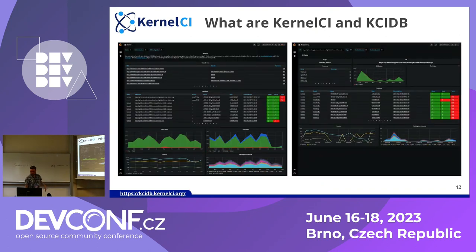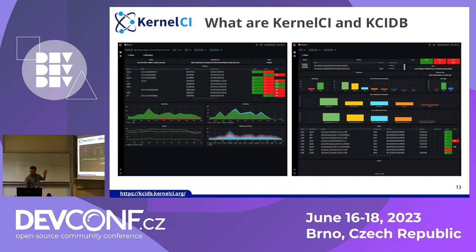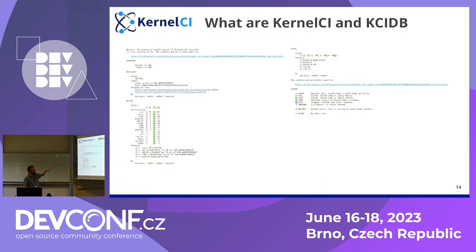So the dashboards look like this. It's a Grafana prototype, and we have reports which aggregate the results. If you look real closely, you can see that this report was generated from results from four different CI systems.